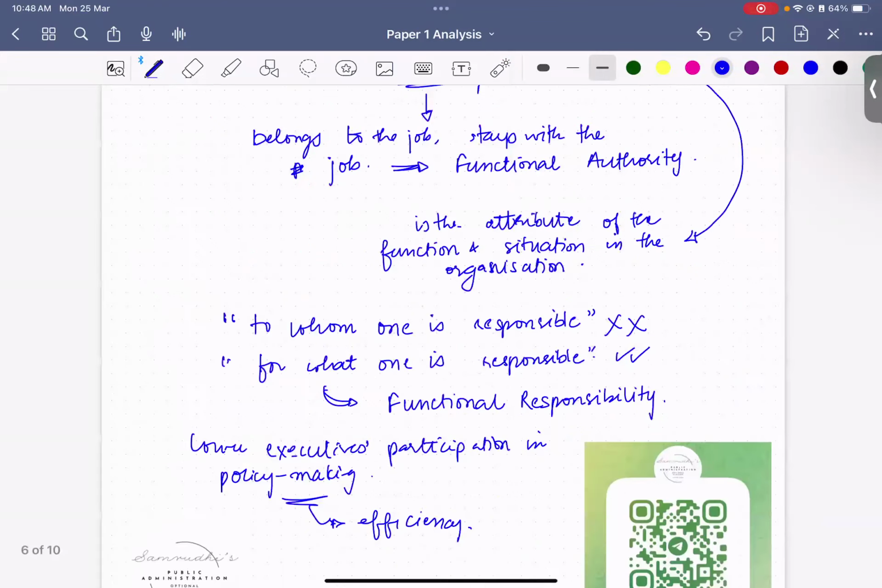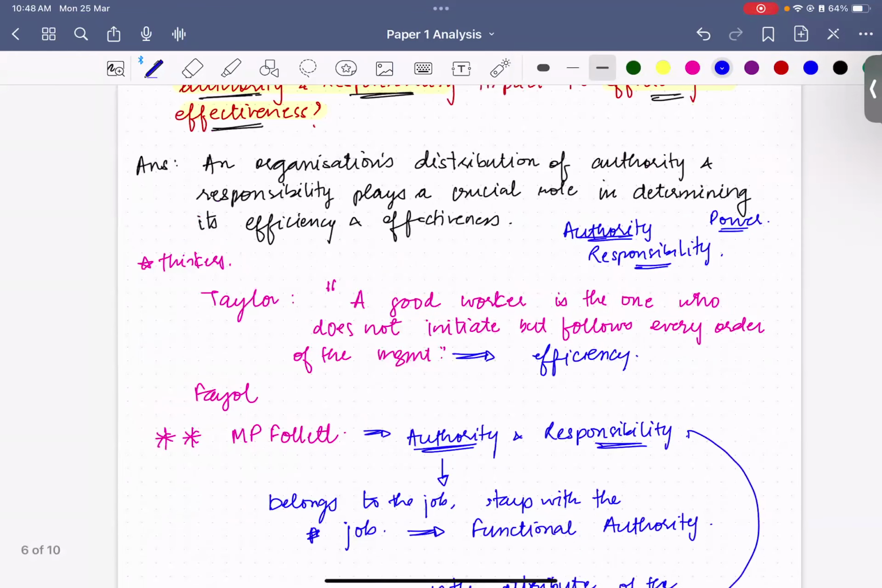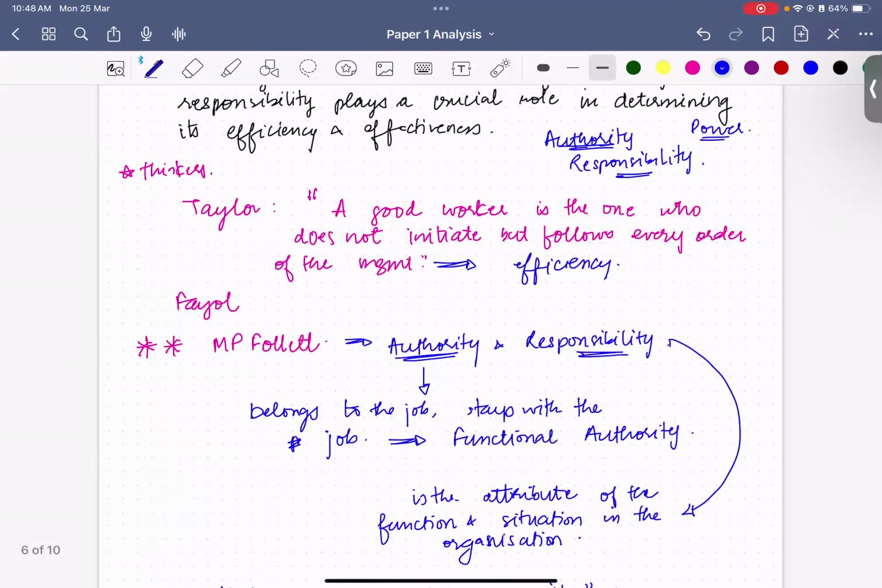Okay, so when you write about it, you can also add Weber here. Weber also has talked about authority. Okay, so that is done with respect to thinkers. But again, we have to also answer it in general terms.